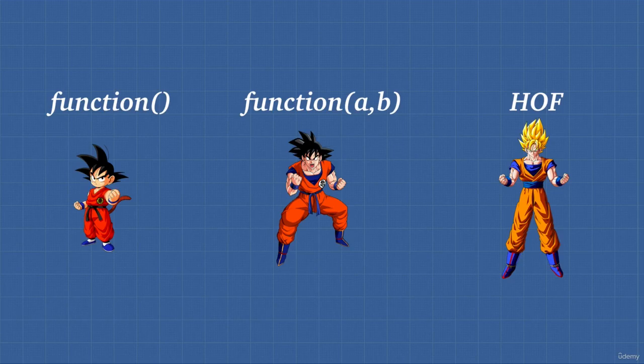Now, we learned how to go from a simple function to function with parameters, and then finally we went Super Saiyan to higher order functions. And the main benefit was the idea of making code more general, keeping our code dry and not repeating ourselves, and just breaking things down into small functionalities.